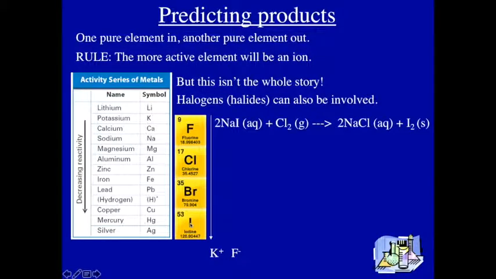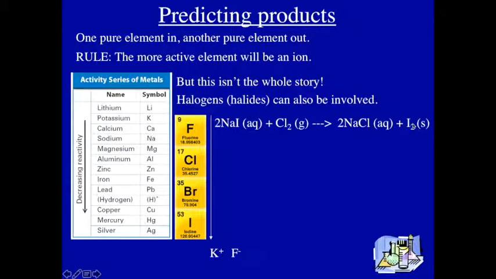In this sort of a reaction, we have iodine with a -1 charge. The rule is the more active element will become an ion. Chlorine currently here is not an ion. It has a 0 charge. It's a neutral molecule. Chlorine becomes a -1 to have a balance with sodium, and iodine is now a neutral atom.